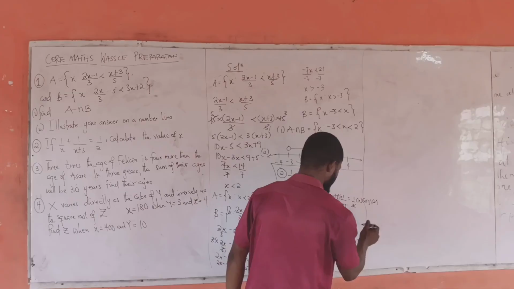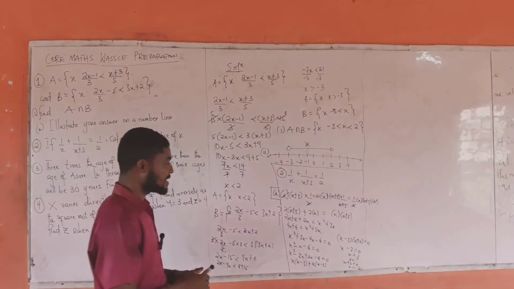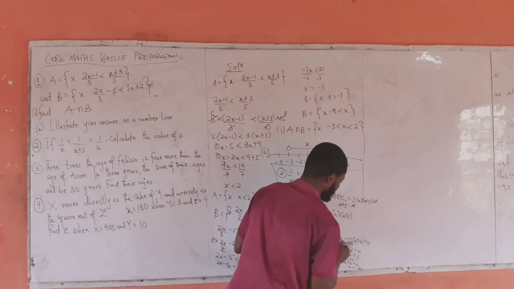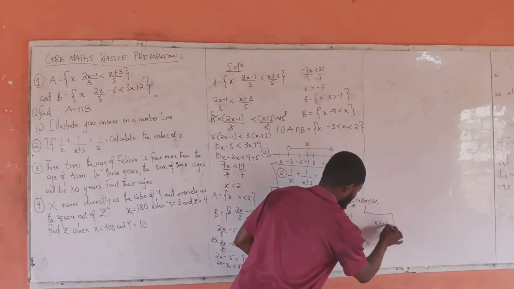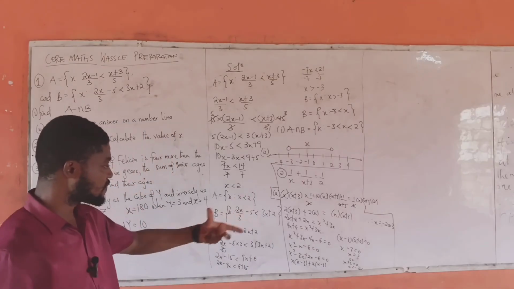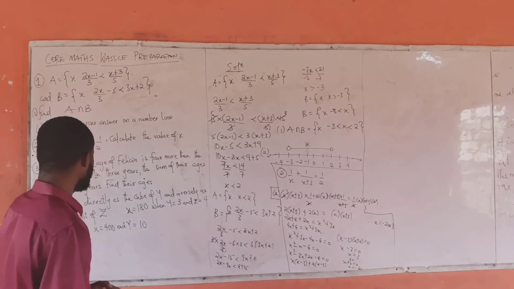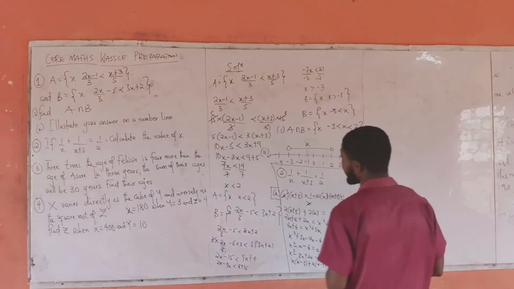So, therefore, the value of x in this question, we say that x is equal to negative 2 or 3 in question 2. We quickly go to question number 3.